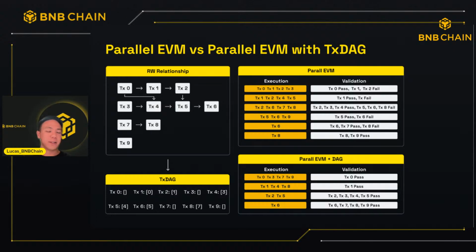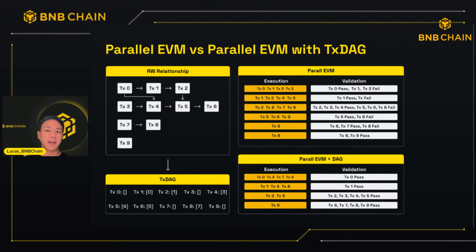So imagine this. We have transactions 1 to 9, and on the left, we map the relationships. Transaction 1 depends on 0. Transaction 2 depends on 1. Transaction 4 also depends on 0, as well as transaction 3. And transaction 5 depends on transaction 4. So there are multiple dependencies.